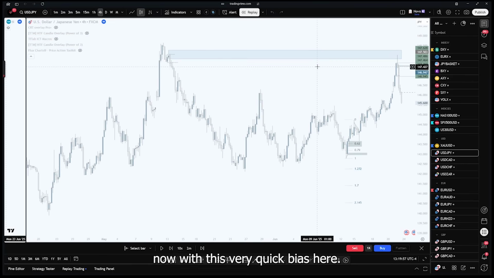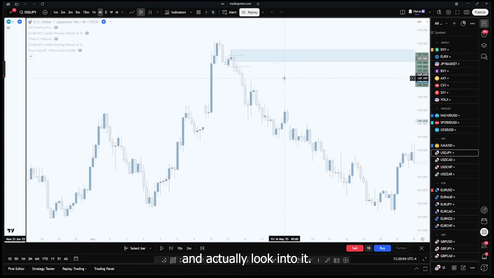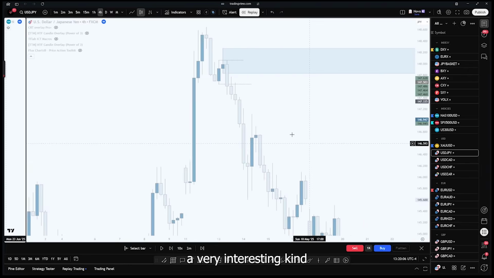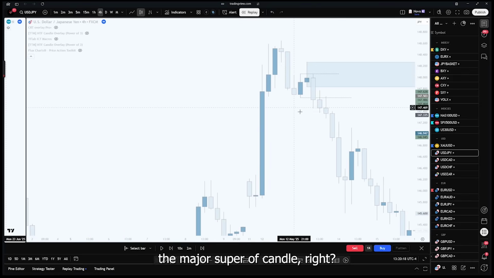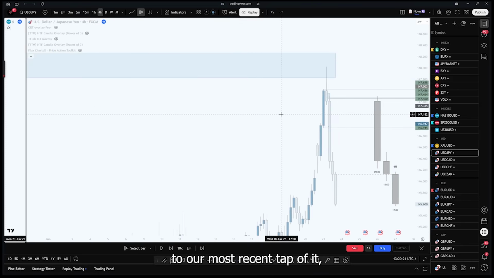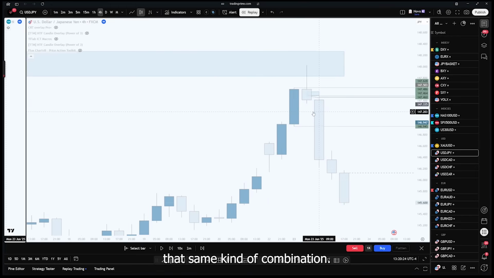Now, with this very quick bias here, very simple order block, which was created on USDJPY. And actually look into it. This follows a very interesting kind of combination we've just discussed. It follows a power transfer. CRT went from bullishness to bearishness, and then this order block actually made the major sweep of our prior candle, right? And if we actually come now to our most recent tap of it, it creates yet again that same kind of combination. Once again, this is market procedure. You guys want to get in line and understand this if you want to also fall into the right market direction, okay? Bullish to bearish power transfer, major sweep closes below, and then goes to the low point, okay?